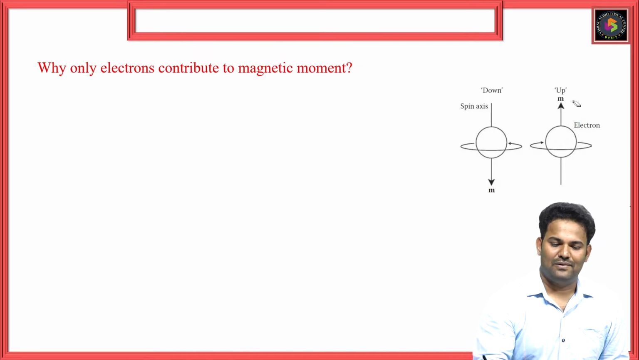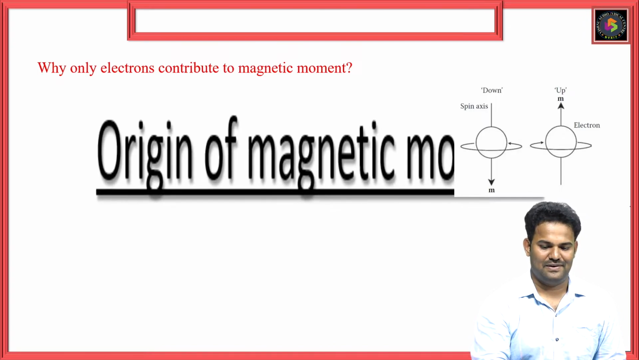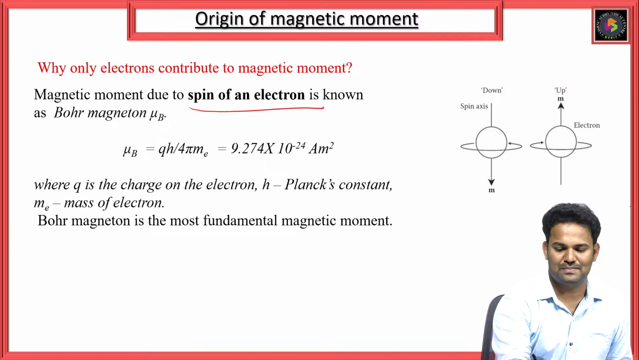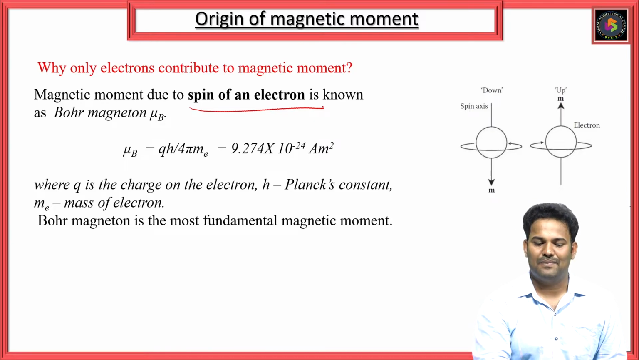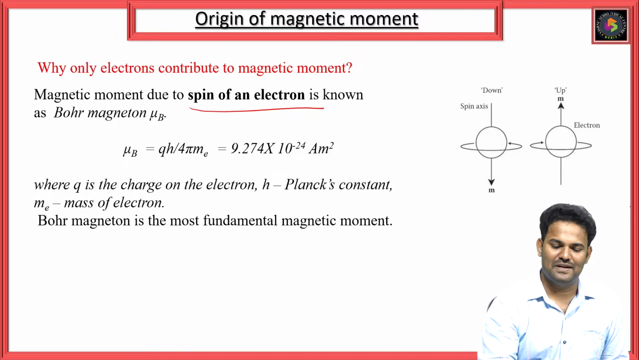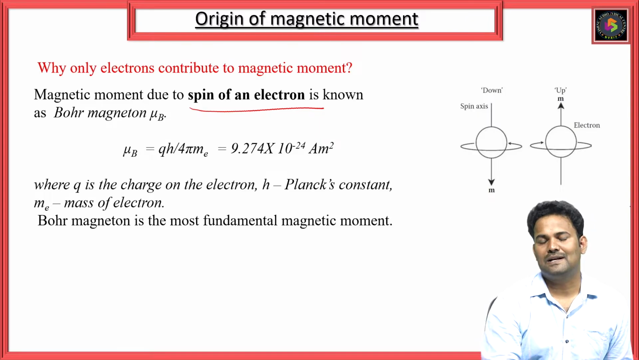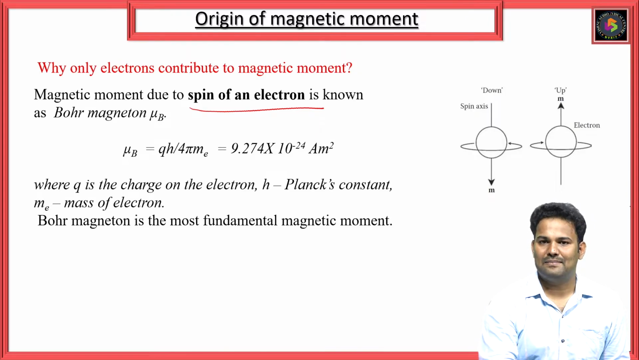So why do only electrons contribute to the magnetic moment? The magnetic moment due to the spin of an electron is known as the Bohr magneton. Which is the most important? Here it is denoted by mu b. The mu b is equal to QH by 4 pi me, where the value of the Bohr magneton is 9.274 into 10 power minus 24 ampere meter square.